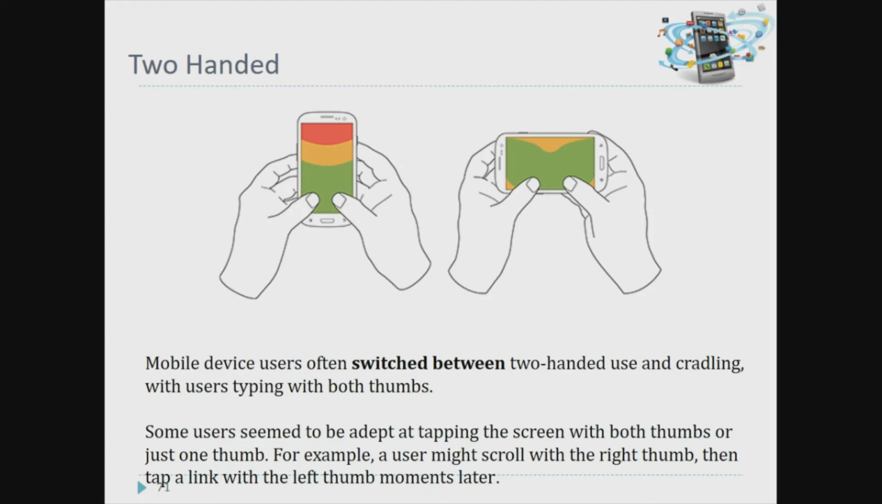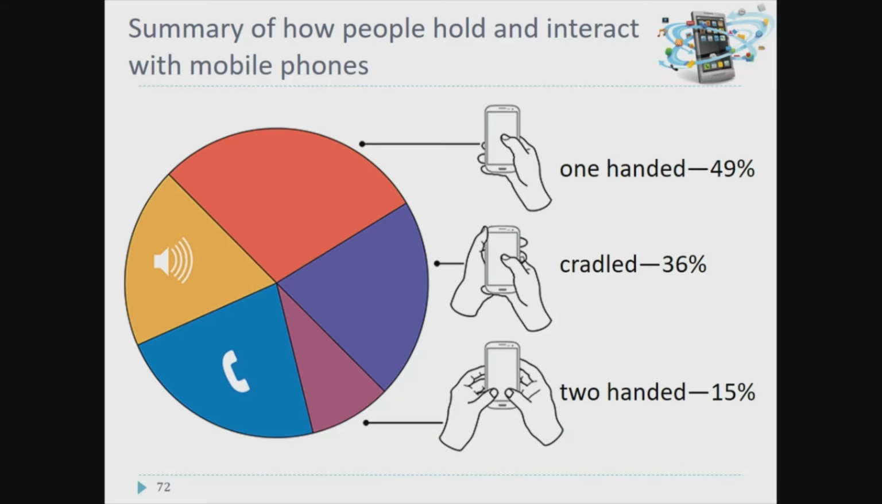When they hold their phone two-handed, mobile device users often switch between two-handed use and cradling, with the user typing with both thumbs. Okay, for example this one. Some users seem to be adept at tapping the screen with both thumbs or just one thumb. For example, a user might scroll with the right thumb and then tap a link with the left thumb. This one is assumed based on the research that has been made before.